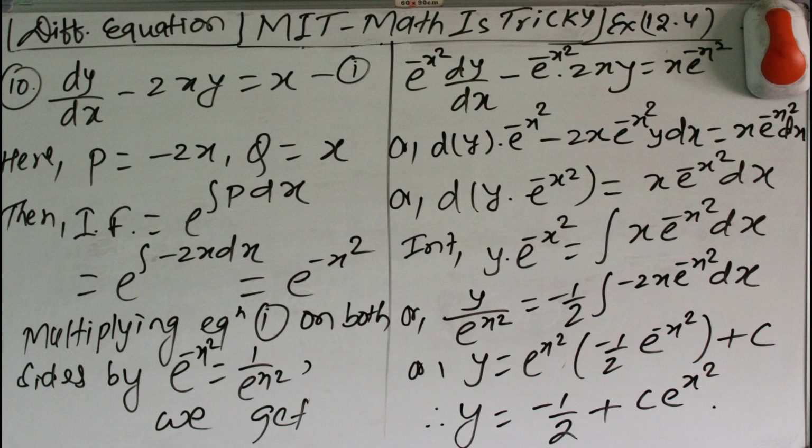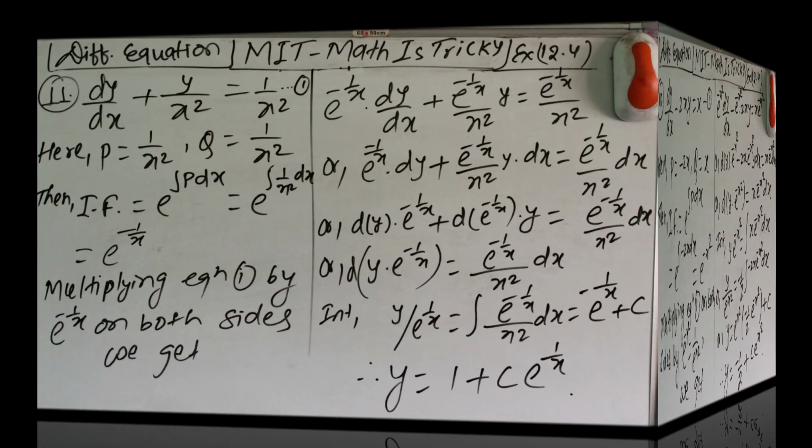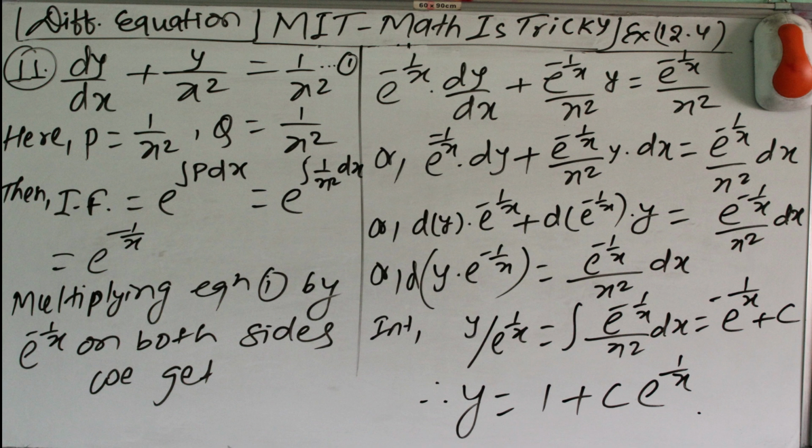Now let's move to question number 11, and it is dy/dx + y/x² = 1/x². Comparing this with the linear form, we'll get p = 1/x², q = 1/x². So the integrating factor will be e^(∫p dx).